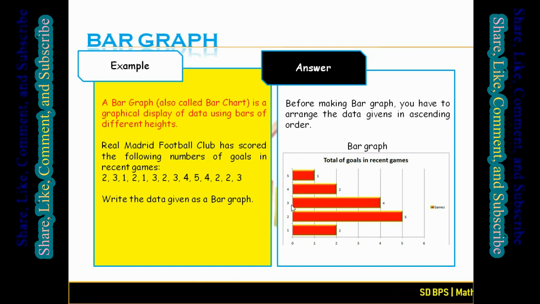In a bar graph, we have 2 axes here. The horizontal line shows how many games Real Madrid played in recent weeks. And the vertical axis or vertical line is how many goals Real Madrid scored in recent weeks.